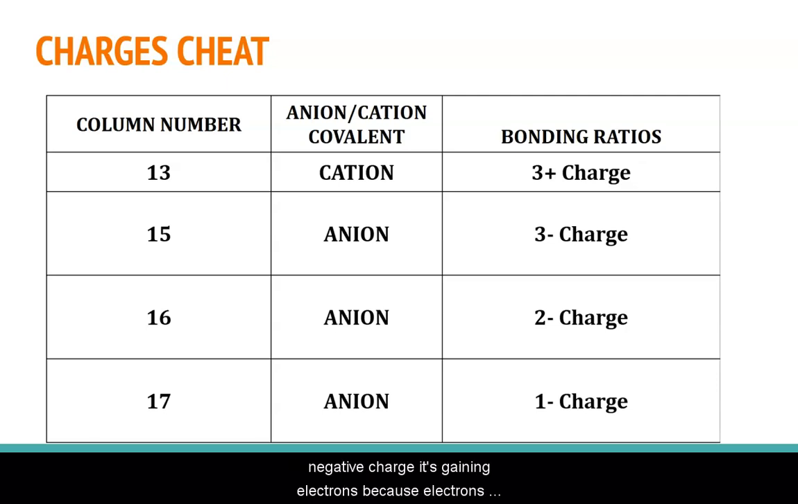Remember that when it's a negative charge, it's gaining electrons because electrons are negative. And so gaining more negative makes it a negative charge, versus the positives are losing electrons, because when you lose a negative, you become more positive.